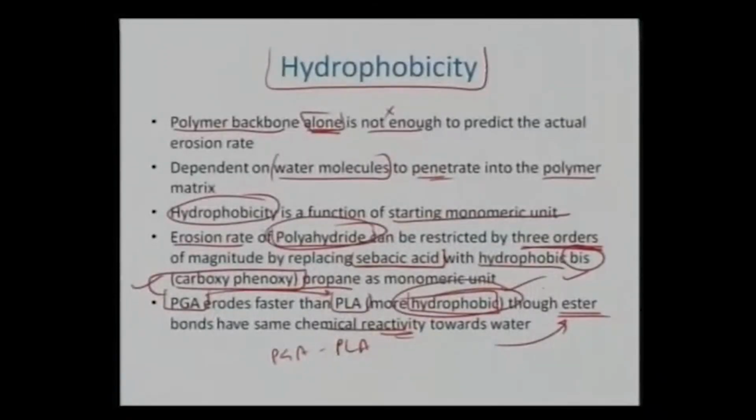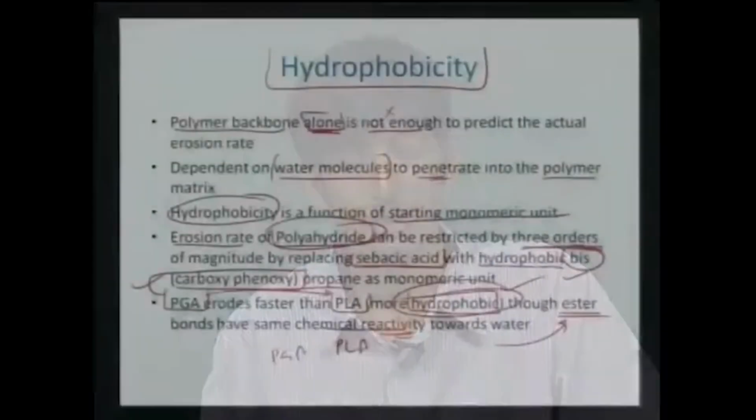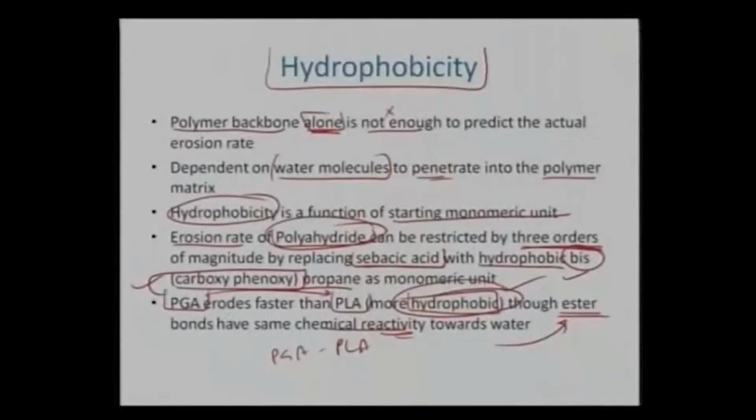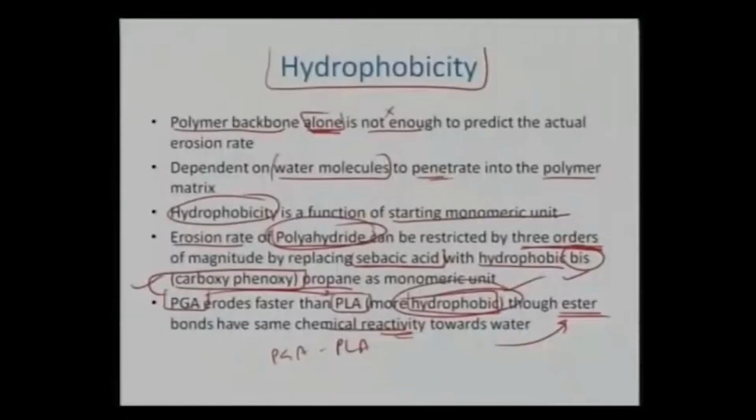But again apart from that, the overall susceptibility of water uptake to penetrate into the polymer and then lead to hydrolysis is very different. So in certain cases, the overall erosion rate can be restricted by around 1000 times, or 3 orders of magnitude, just by replacing sebacic acid with the much more hydrophobic bis carboxyphenoxypropane in the polyanhydride, which can reduce its degradation rate. And again PGA and PLA have the same chemical reactivity, but because the hydrophobicity of PLA is much higher, it can degrade at a much slower rate in comparison to PGA. So that is the overall deal with the hydrophobicity.